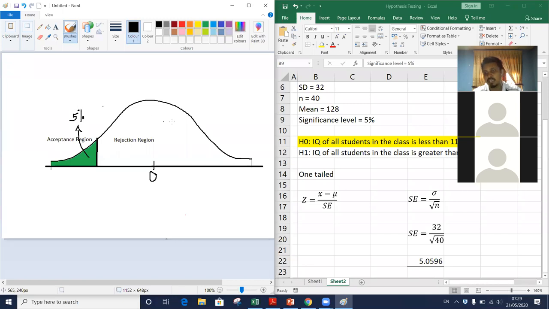Or 0.05. If it is 0.05, from 0 to that point, what should be the probability? Level of significance 5% means this rejection region consists of 0.05 probability, right? So the acceptance region, from 0 to this point, how should it be? 0.45.